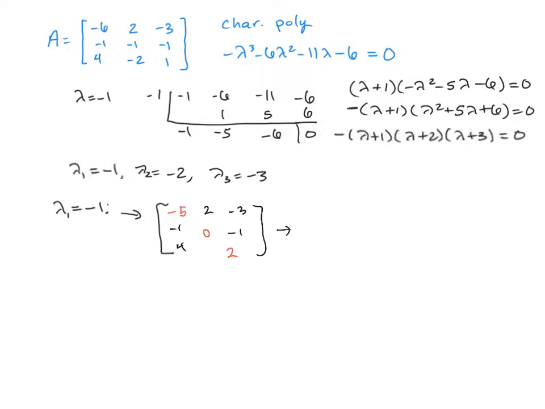The next step is to go to our graphing calculator and put this into row reduced echelon form. And again, we're just working with the 3 by 3 part of this. So we got a -5, a 2, a -3, a -1, 0, -1, 4, and that should be obviously a -2 down there, -2, and finally a 2 at the end.